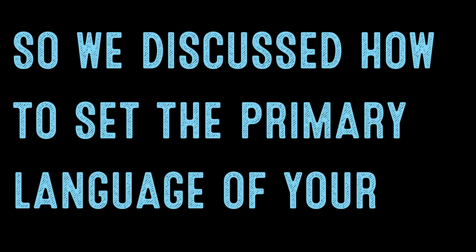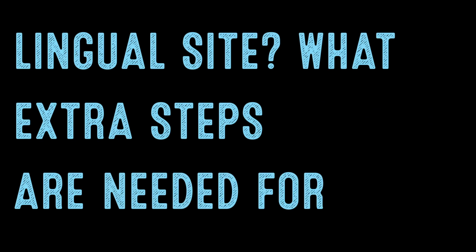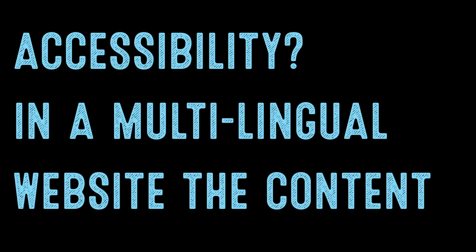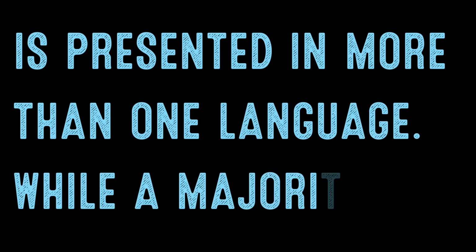The Daily Code Snippet. So we discussed how to set the primary language of your website for accessibility. What if you have a multilingual site? What extra steps are needed for accessibility? In a multilingual website, the content is presented in more than one language. While a majority of sites present all the content in one language at a time, there are instances where you may be presenting more than one language.